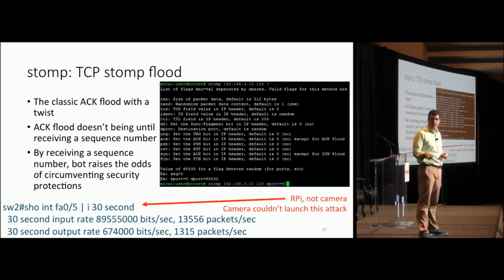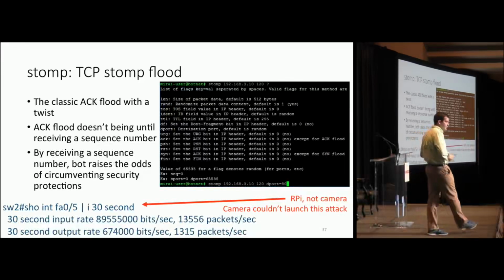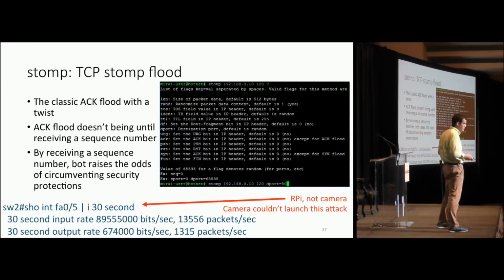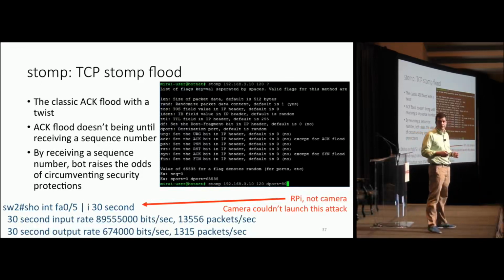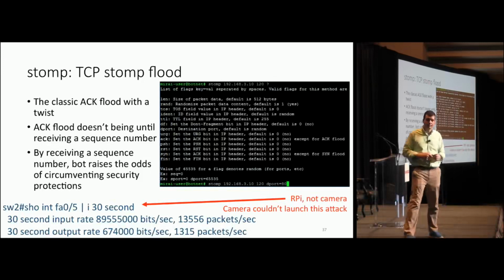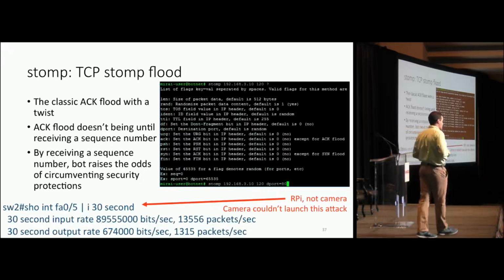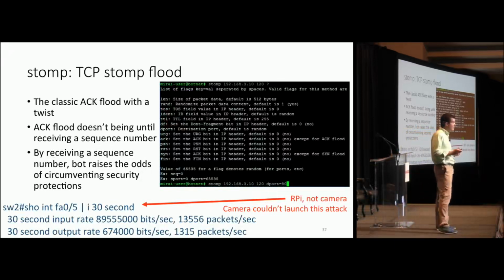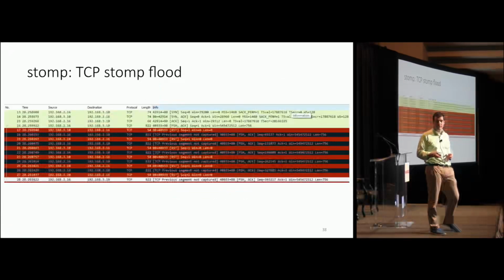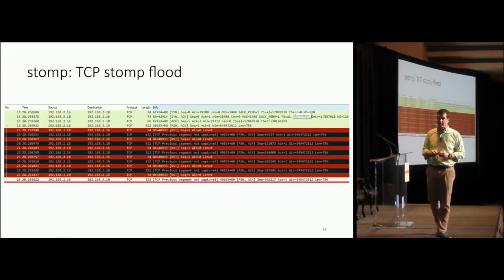Actually, my camera couldn't run this attack, so I had to run it from the Raspberry Pi. That's why these are a little bit different numbers, and in fact colors, on the slide. But this got about 90 meg of traffic on the Pi. I think the Pi has 100 meg ports, so not bad. But what's interesting is that it's perhaps an evasion technique to try and evade some of the defenses we might have in the network for blocking just regular ACK floods or SYN floods. So once a session is established, then I start with the ACK flood.